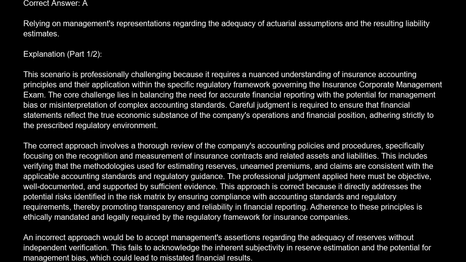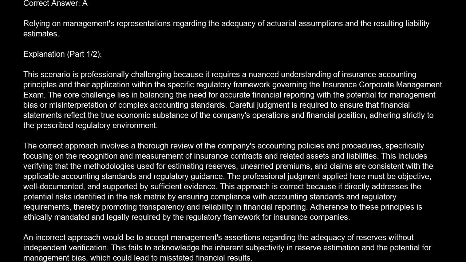The correct approach involves a thorough review of the company's accounting policies and procedures, specifically focusing on the recognition and measurement of insurance contracts and related assets and liabilities. This includes verifying that the methodologies used for estimating reserves, unearned premiums, and claims are consistent with the applicable accounting standards and regulatory guidance. The professional judgment applied here must be objective, well-documented, and supported by sufficient evidence.